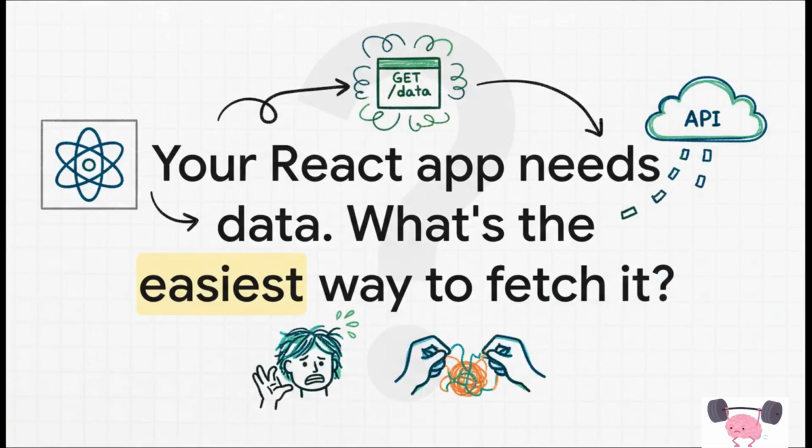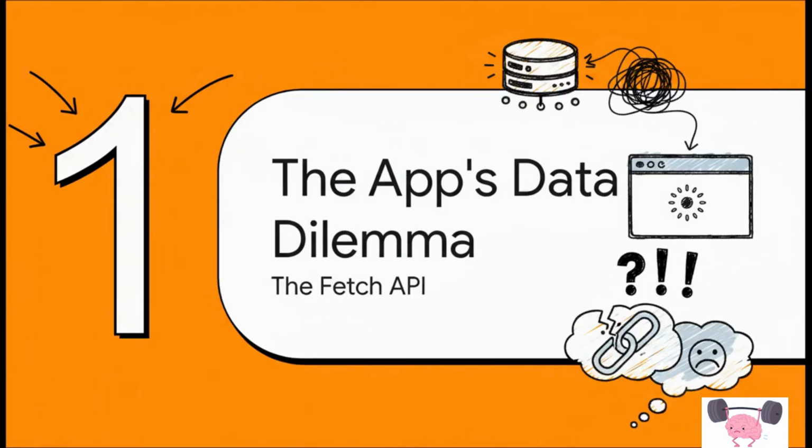So you've built this awesome React app, but right now it's just sitting there, right? Kind of lifeless. To make it dynamic, you need to pull in data from an API. But what's the most straightforward, least painful way to make that happen? Before we jump into the solution, let's first really understand the problem. Let's look at the common headache developers run into when they're trying to fetch data.